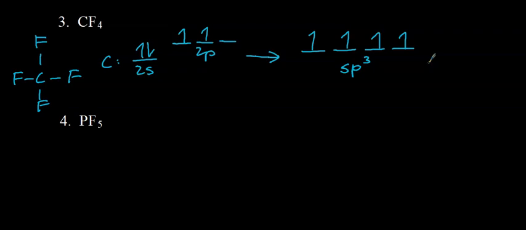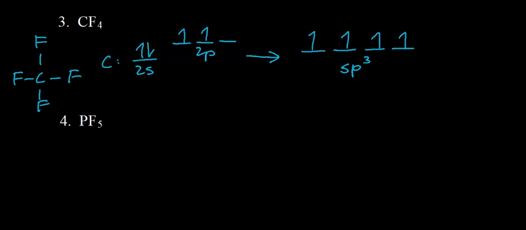All right, now let's take a look at something different. We have PF5, phosphorus pentafluoride. Go ahead and draw a Lewis structure. And again, draw the orbital diagram for the valence shell.